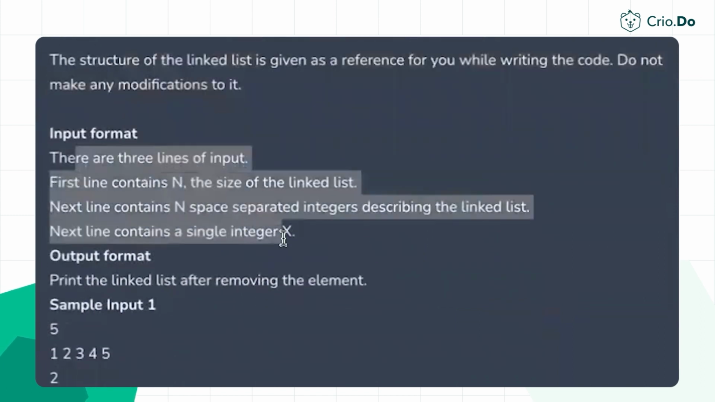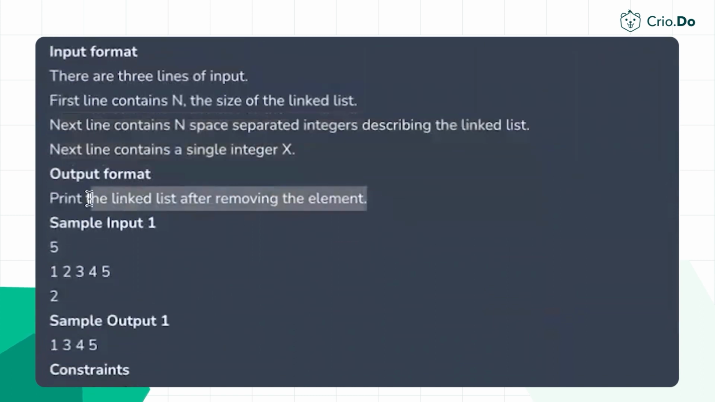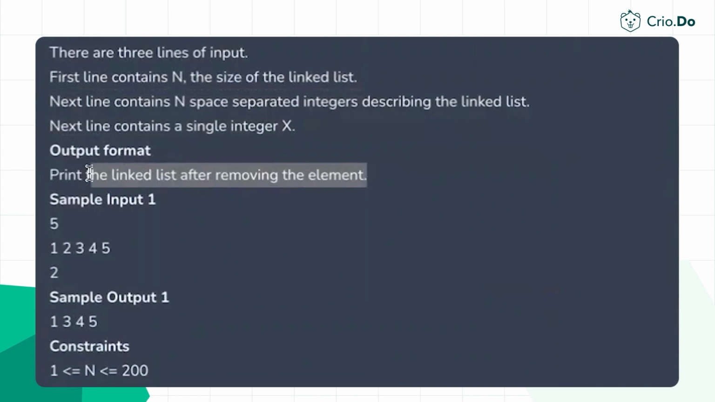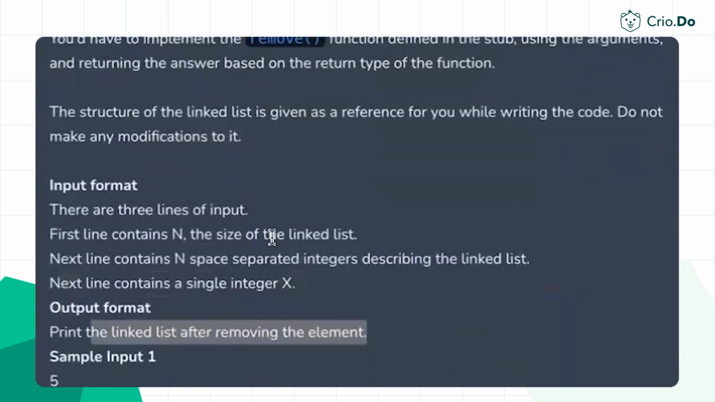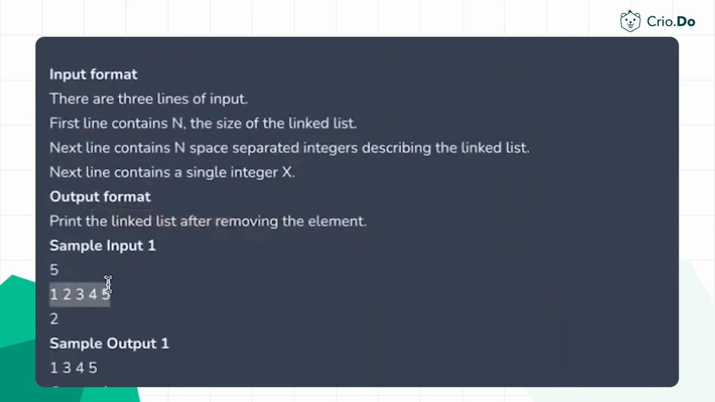What will be the input format? We do not have to take care of it. There will be a certain number of nodes, all having certain values, and the integer target x will be given, and we have to print the linked list after removing it. Although we do not have to print it, we only have to delete the node which is asked in the question. So if, let's say, there are 5 nodes, 1, 2, 3, 4, 5, and the node which we want to delete has the value 2. After deleting the node with value 2, the remaining linked list will look like 1, 3, 4, 5. After 2 gets deleted, 4 nodes will remain.